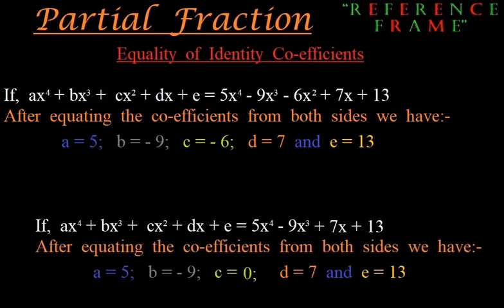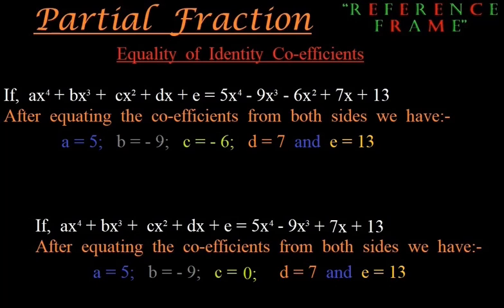But if we look at the second example, we have almost the same question, but on the right hand side we are missing something. The left hand side is as it is in the first example, but on the right hand side we have 5x^4 - 9x^3 + 7x + 13. Minus 6x^2 is not available in the second example. So this time when you equalize them, we know that if we multiply anything with 0, apart from infinity, then we have a result 0.